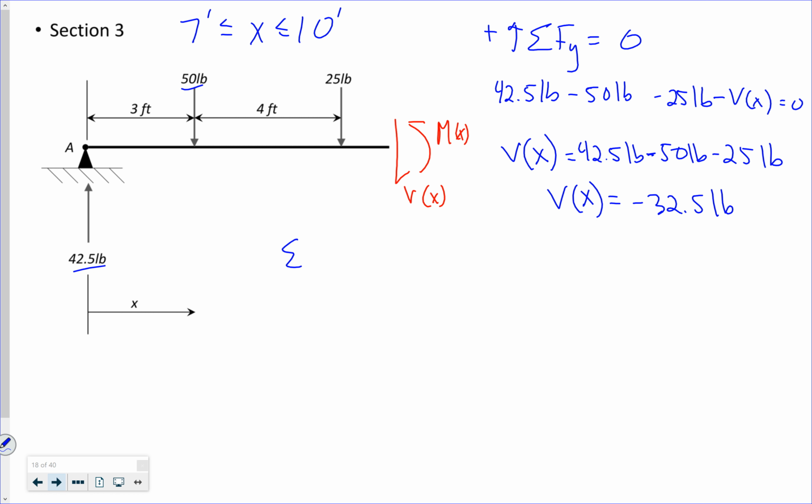If I do the sum of the moments about this section, I've got 42.5 pounds, acting at a distance x, right? So x times 42.5, clockwise, so it's negative.